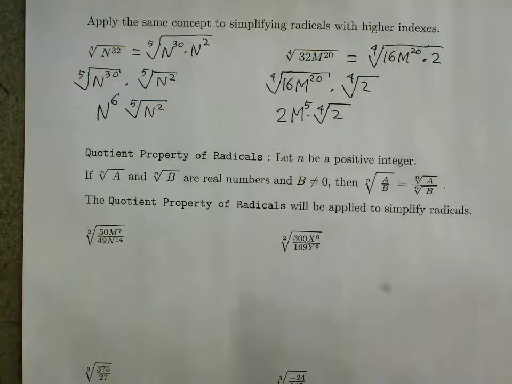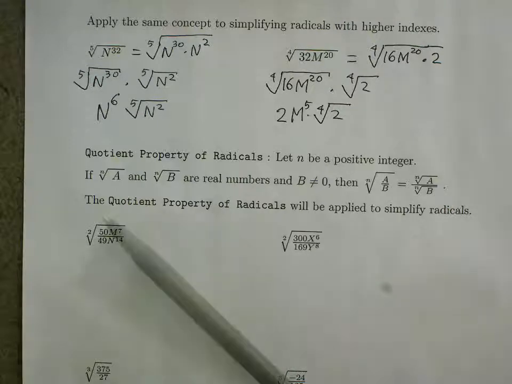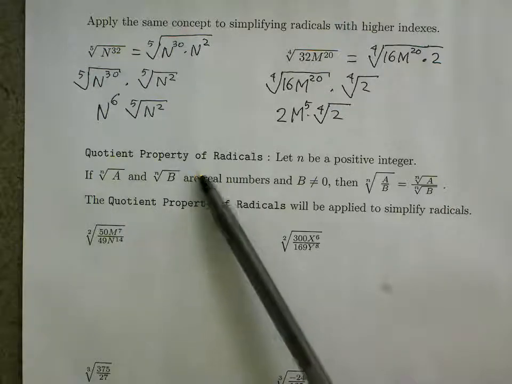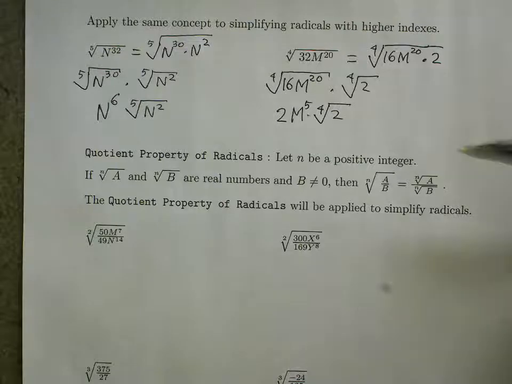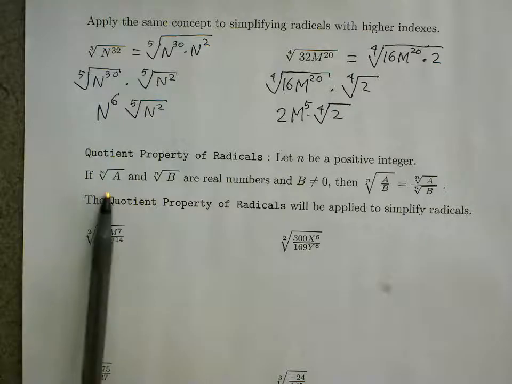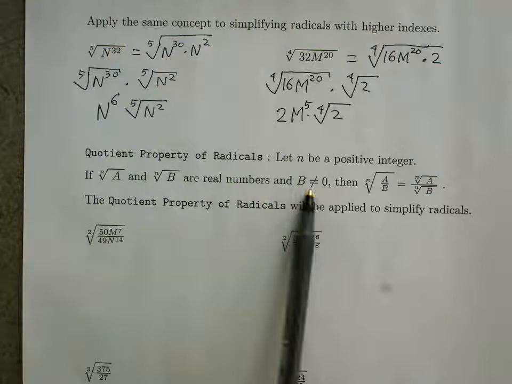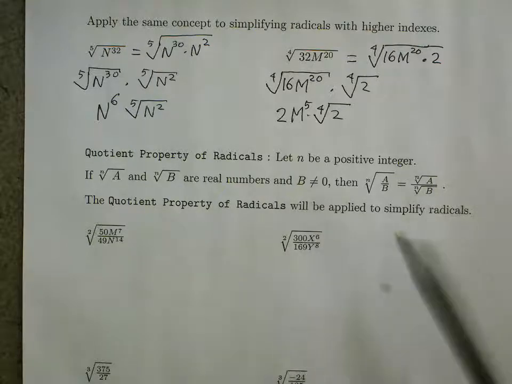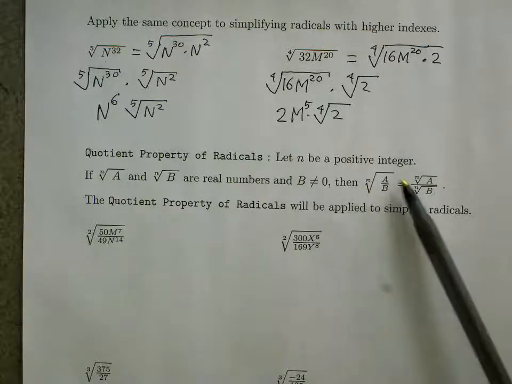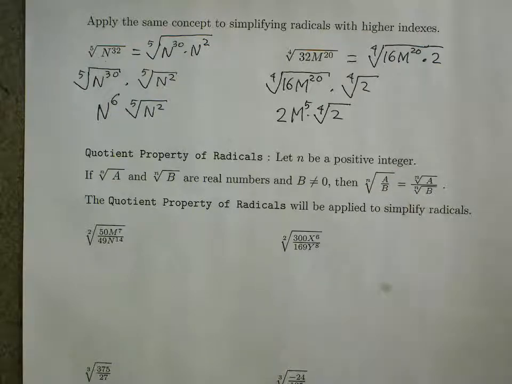Okay, the next level is radicals with fractions or quotients. We have a quotient property of radicals. Let n be a positive integer. If the nth root of a and the nth root of b are real numbers and b does not equal 0, then the nth root of a over b is equal to the nth root of a over the nth root of b.